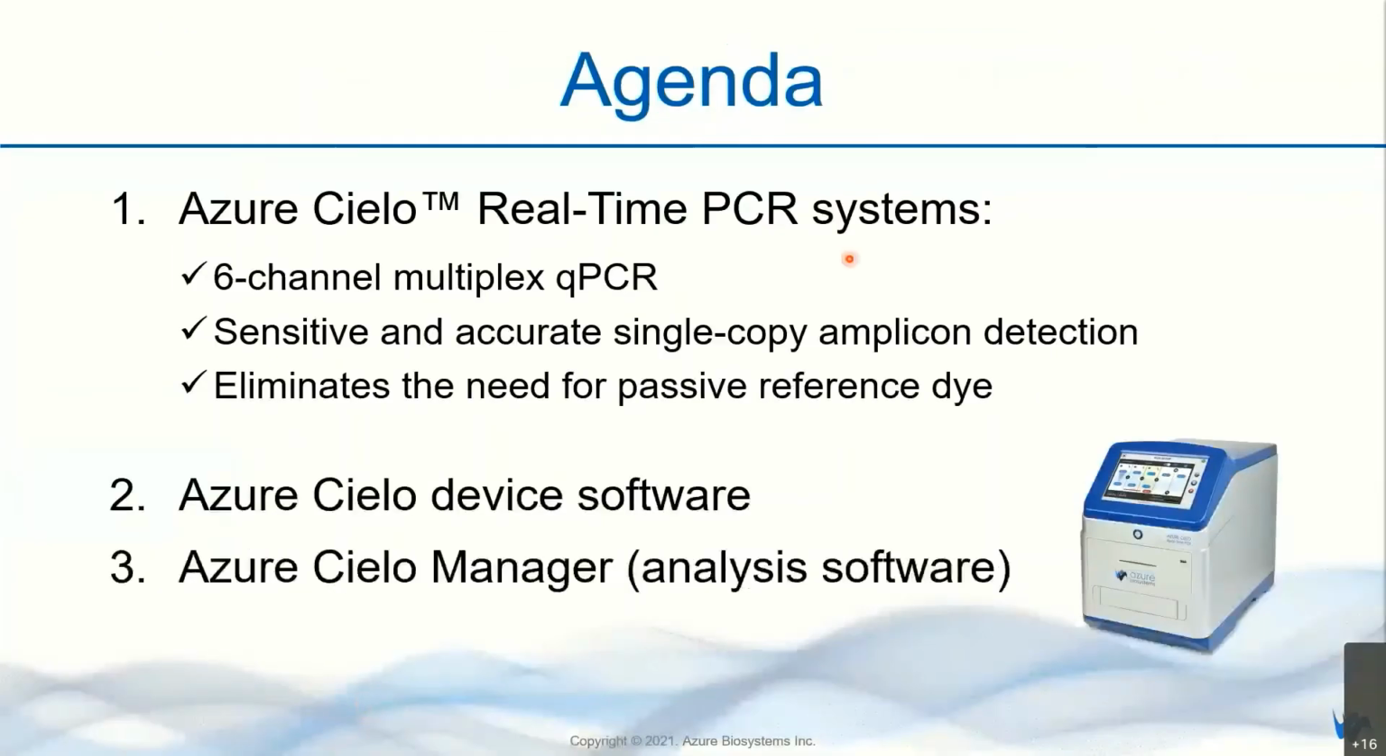Right, here we go back to the agenda. We have talked about 6-channel multiplex qPCR without crosstalk on the Cielo machine, and that Cielo can give you sensitive and accurate single copy amplicon detection. It eliminates the need for a passive reference dye because of the optical design. We have 2 sets of fiber optics, which gives you very good data transmission.